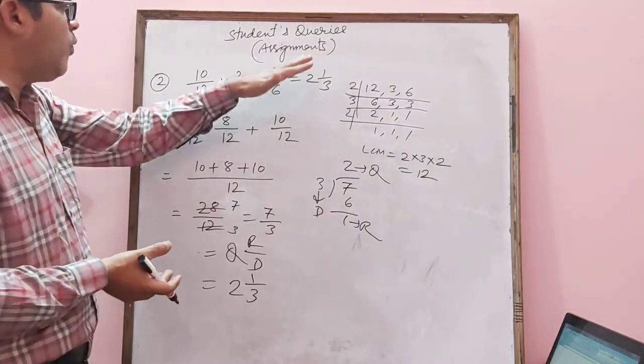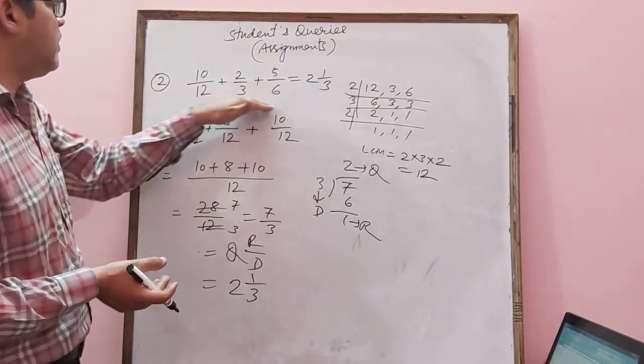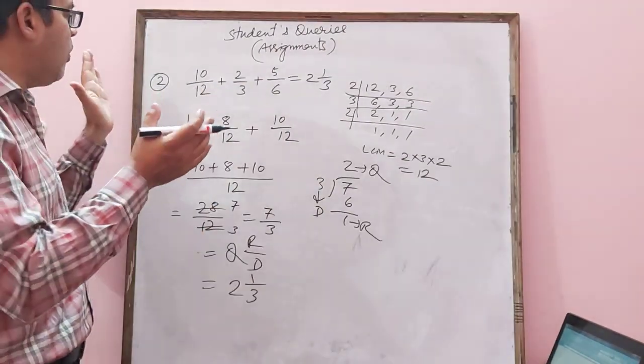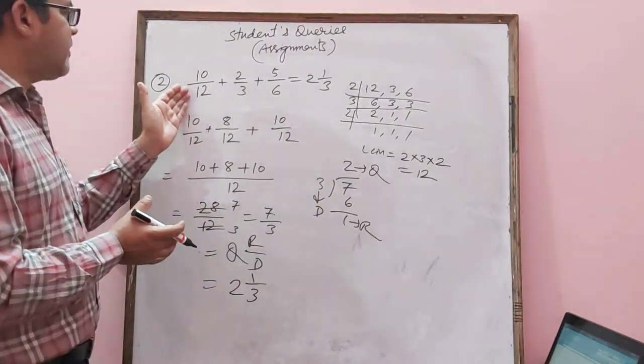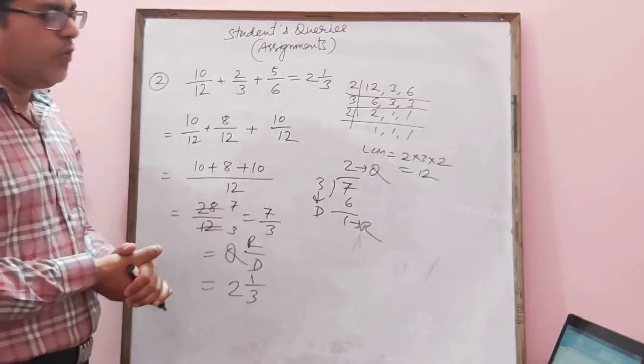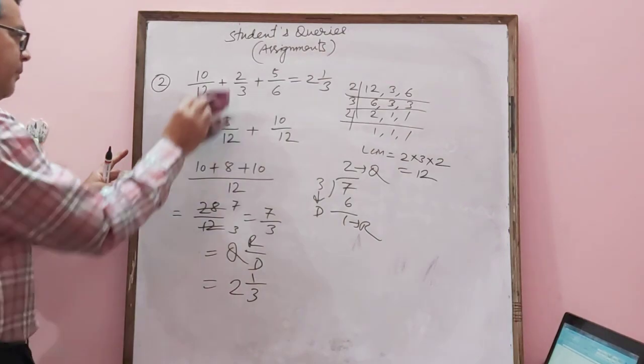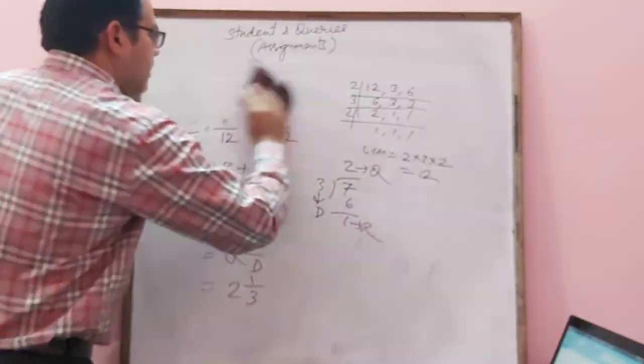So 2 whole 1 by 3 is the solution of this expression. After adding all 3 fractions together, we have 2 whole 1 by 3. Hope you understand, guys. This was simple, but some students are facing problem.